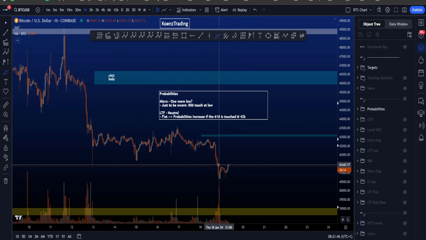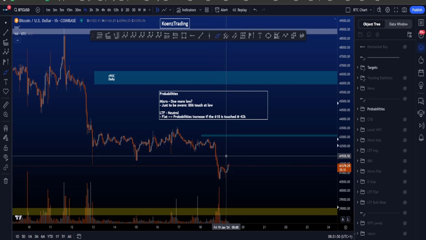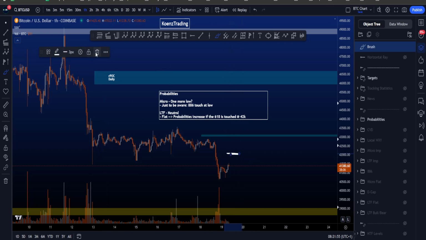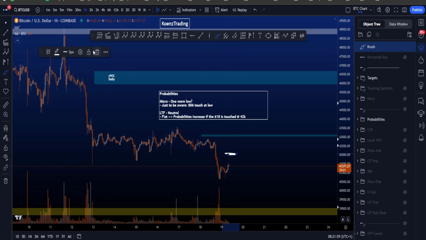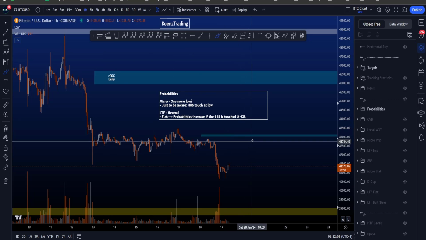Price is ranging. That is exactly what we wanted to see yesterday during the live stream as well. And the probabilities for a flat increase if price hits the 0.618 at 42k. So if price moves to the upside, hits the 0.618, probabilities increase to see a wave C towards the upside, where then we're going to look for targets around 45 to 46k.